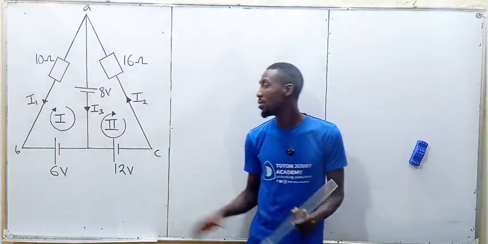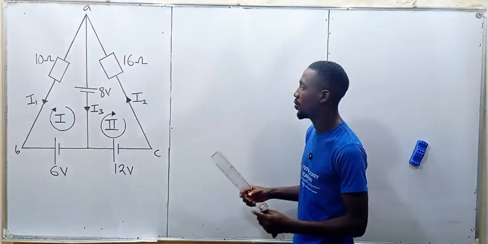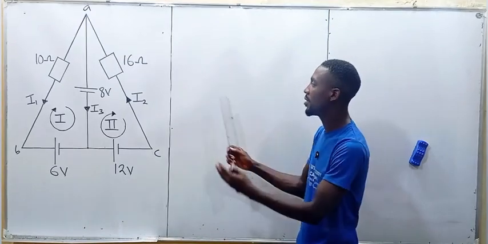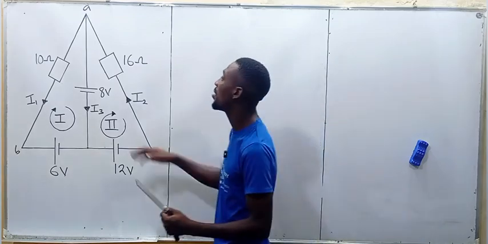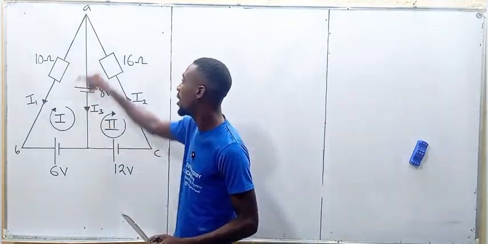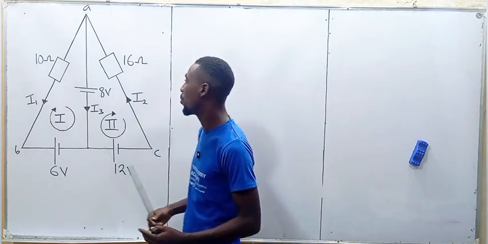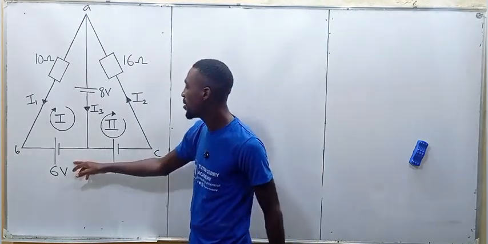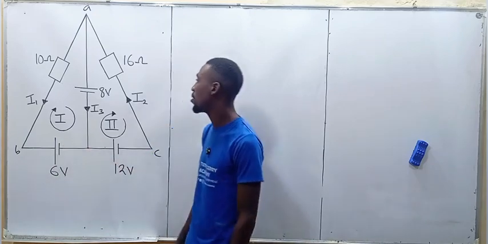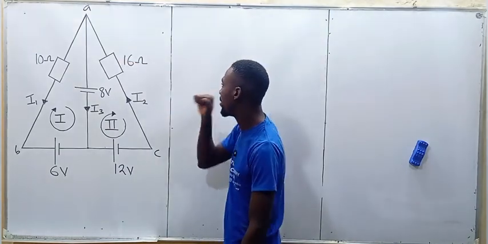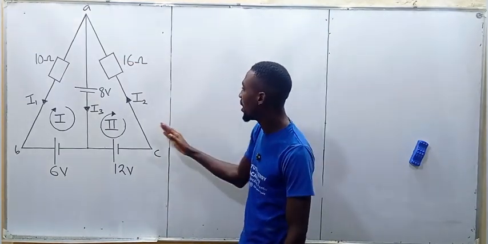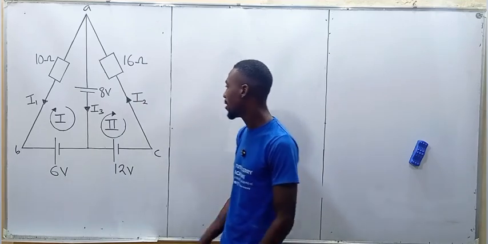All right, we are going to solve the question above. The question says we should find the current in the circuit above. As you can see, we have a 10 ohms resistor with current I1 flowing through it. We have a voltage source of 6 volts and a voltage source of 8 volts. We have a resistor of 6 ohms, and current I1 flowing in that direction.